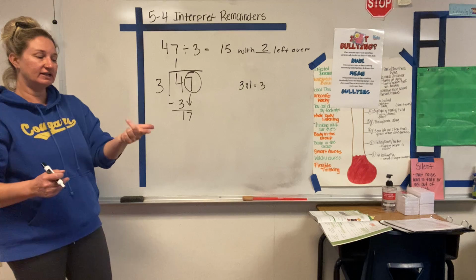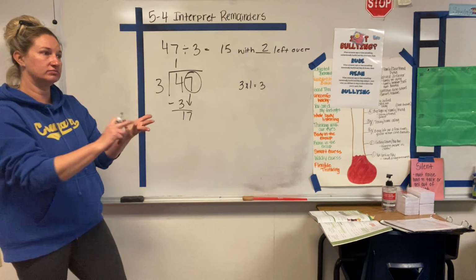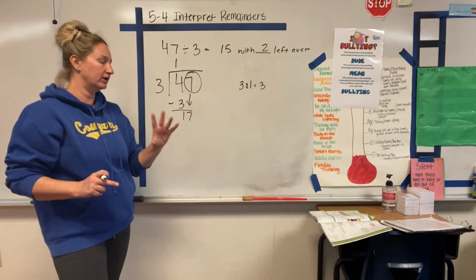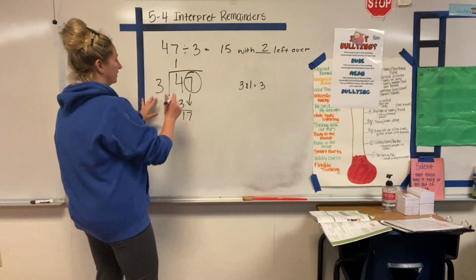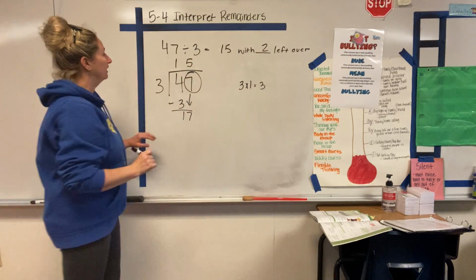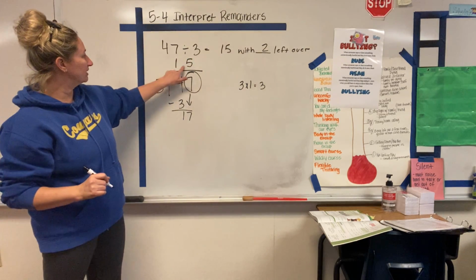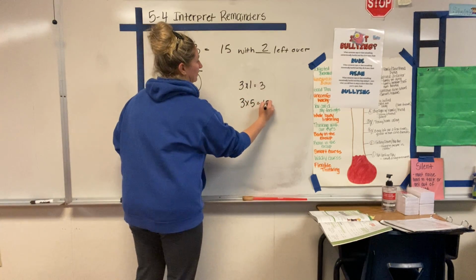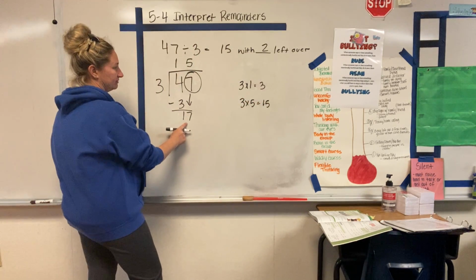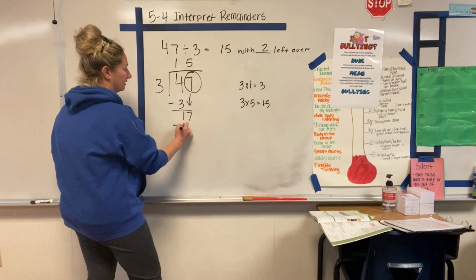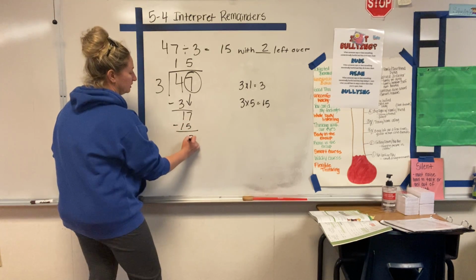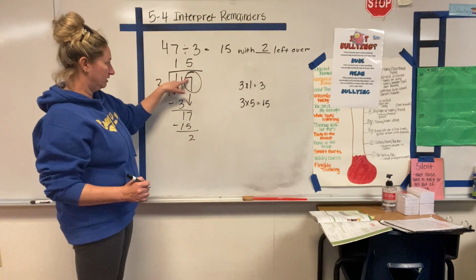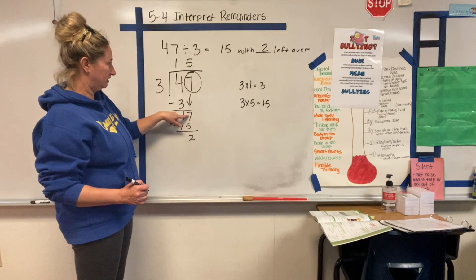So 3, 6, 9, 12, 15. That's 5 times, because if I go one more, it'll go past 17. So that's 5 times. So 3 times 5 is 15. So that is what I'm going to subtract from 17 to find out how many are left over. There's 2 left over. And I'm done with the problem because I divided with this 7 here, okay?